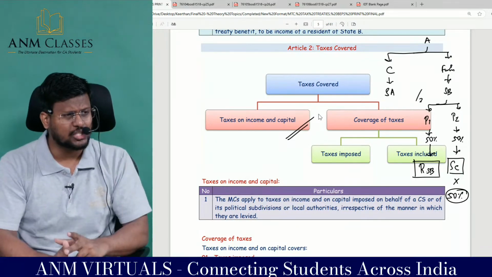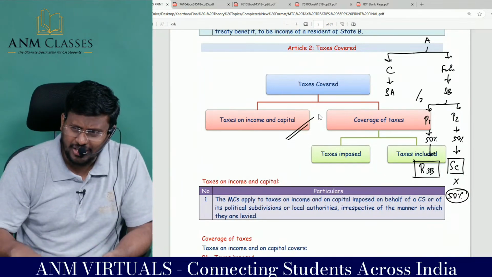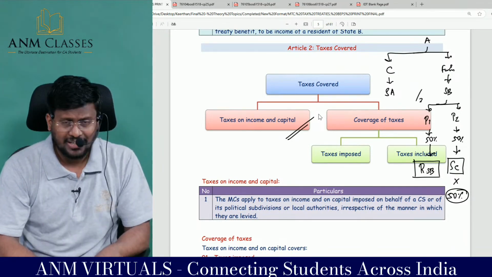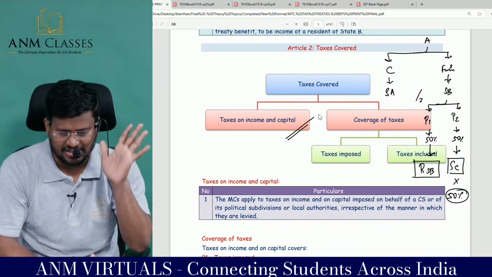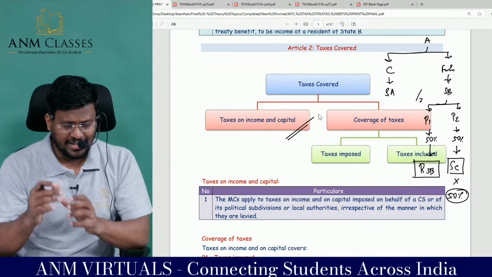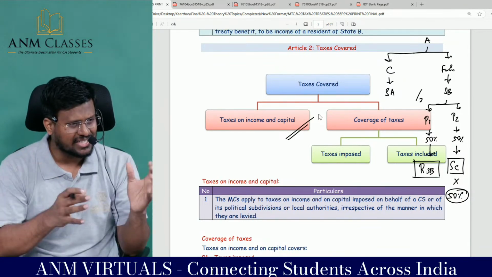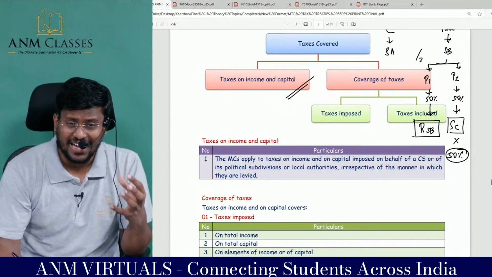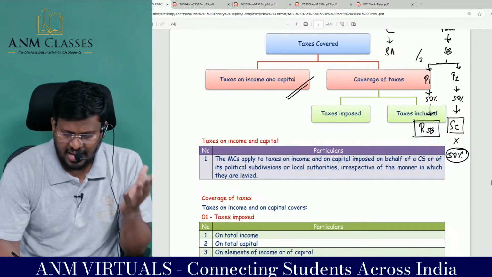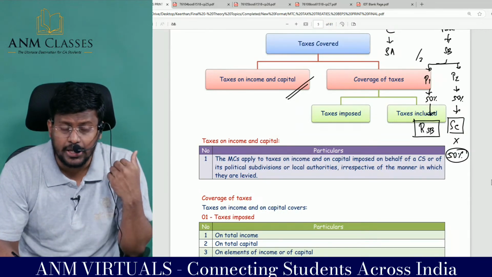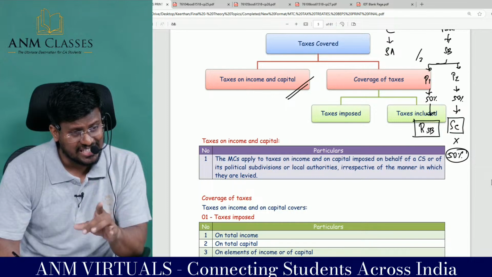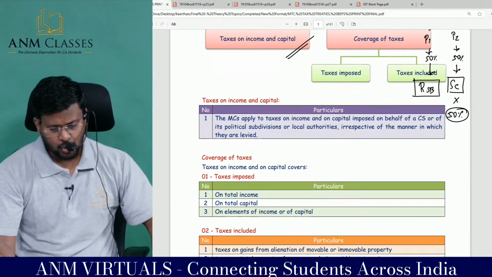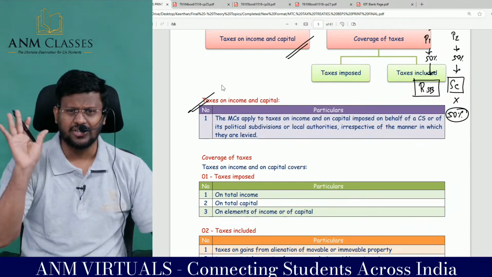Number 1, taxes on income and capital. Taxes on income means income tax. Taxes on capital means wealth tax. There is also coverage of other taxes, so many taxes we will impose and so many taxes we will include. So taxes on income and capital, that is the first tax.